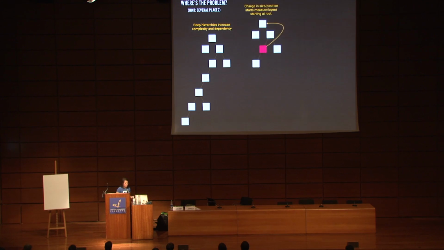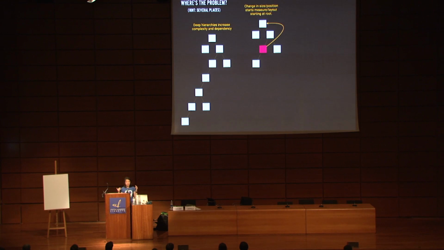Another place that performance problems can happen is when something changes. Say you have a view hierarchy, like this one up there, and say this pink view decides to change. It changes size or position. Now that that view has changed, it has to be remeasured and relayed out. No problem, right? Well, this view might have a sibling, and usually the position and size of your sibling is dependent on that original view. So at some point, that sibling has to be relayed out as well.